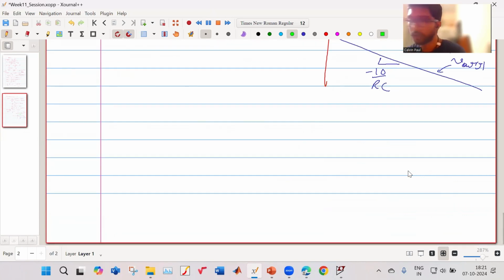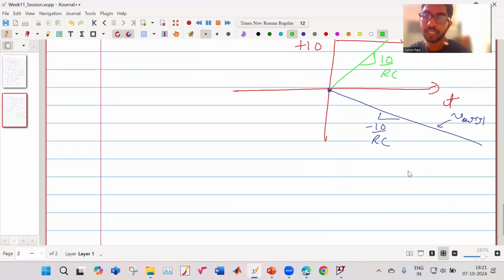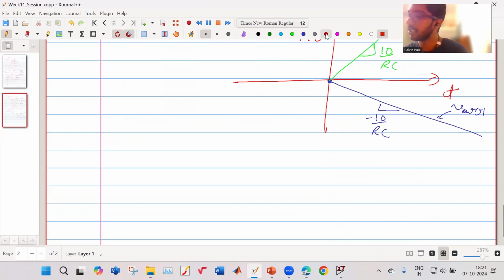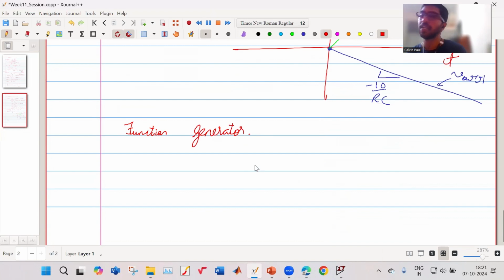So now we will go to the next part, which is known as the function generator. So does anyone remember what is a Schmidt trigger?